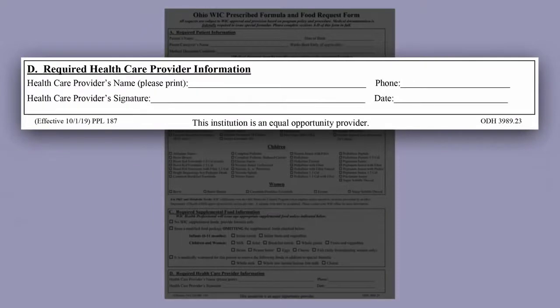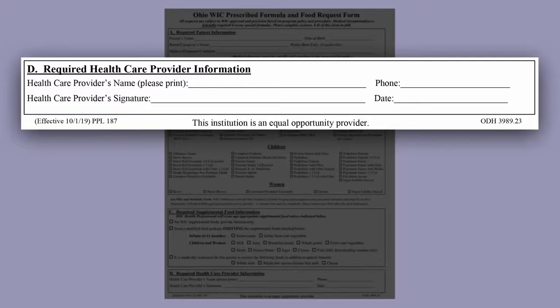Finally, Part D. Only health professionals licensed by the state of Ohio to write prescriptions can sign off on the Ohio WIC prescribed formula and food request form. If you receive a form signed by a registered nurse or dietitian, for example, it can't be accepted.